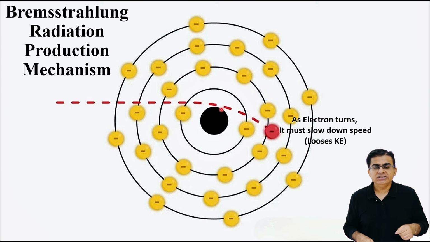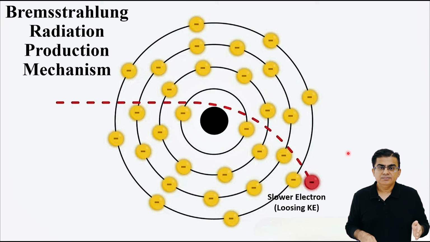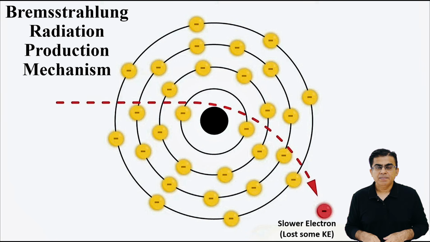Electron is taking a sharp turn and slowing down. Electron is taking a sharp turn and slowing further down. As this electron slows down, it instantly loses a massive amount of its original kinetic energy.